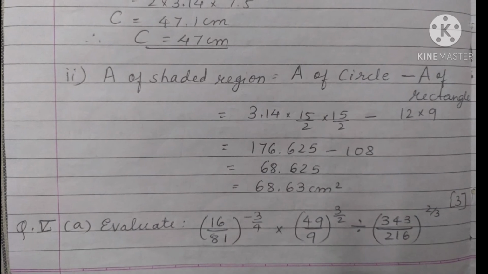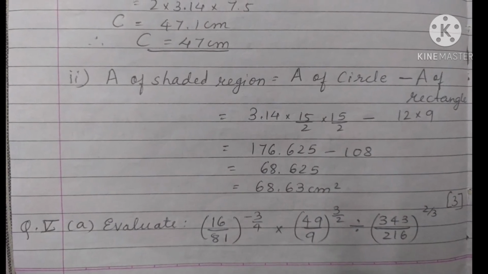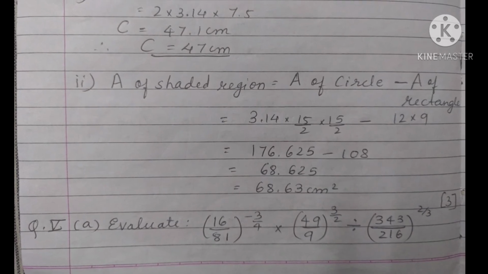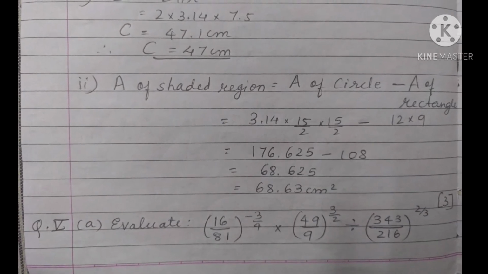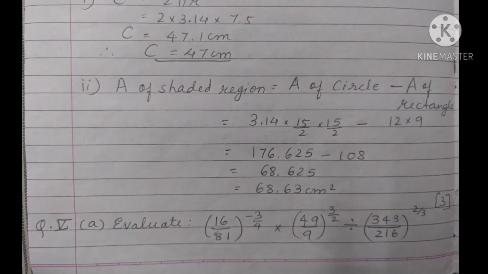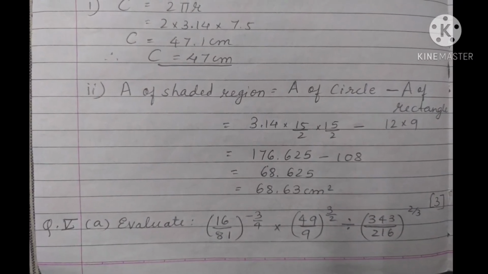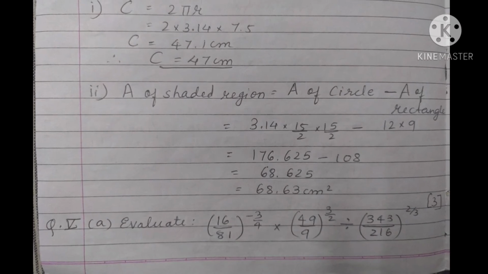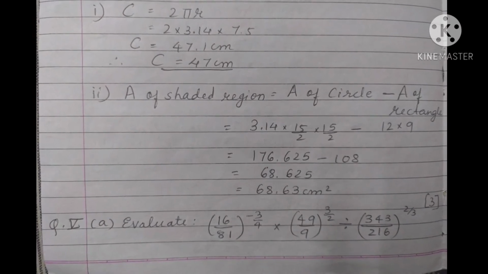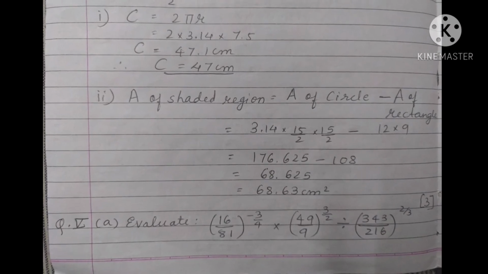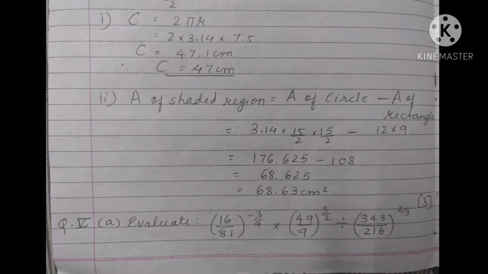So now solving this, we get 176.625 minus 108 and the final answer is 68.625. But it is told that you have to get the answer up to 2 decimal place, so round it off as 68.63 centimeter square.